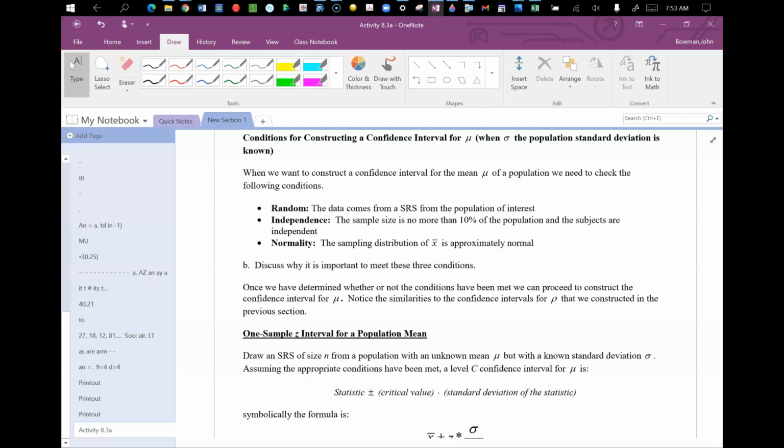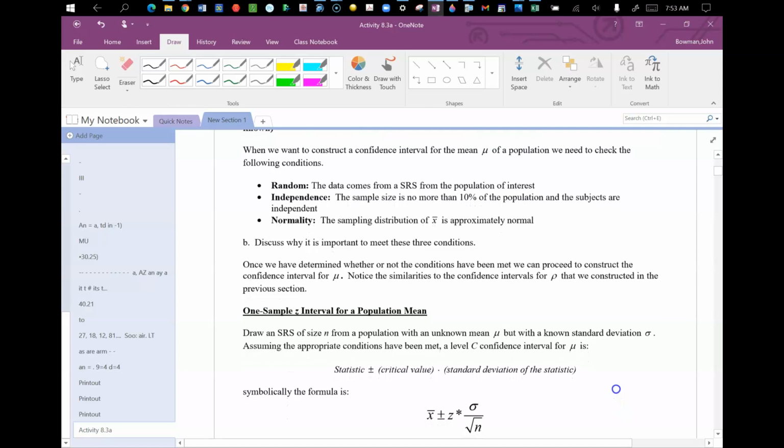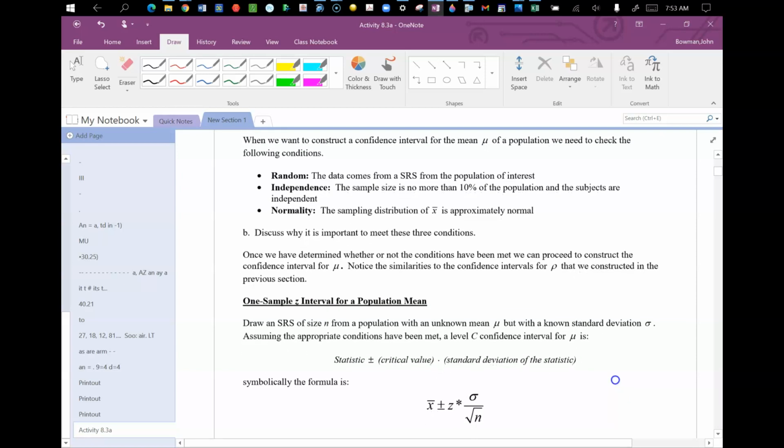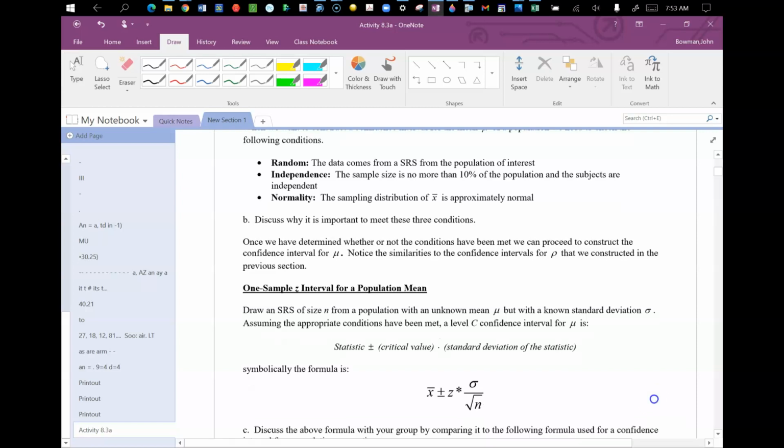So if we want to construct a confidence interval to estimate a population mean, we need to have a simple random sample. So there's our random condition. We need to have independence within the sample. So the subjects within the sample are independent of each other. And to do that, we need a sample size that is less than or equal to 10% of the population. And then we also have to have normality of the sampling distribution, which we verify by looking at the sample size or knowing ahead of time that the population is approximately normal.